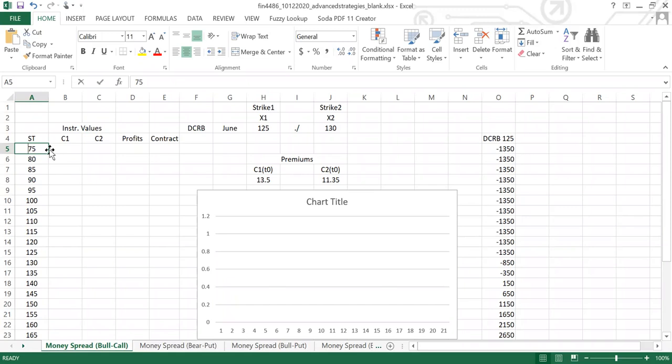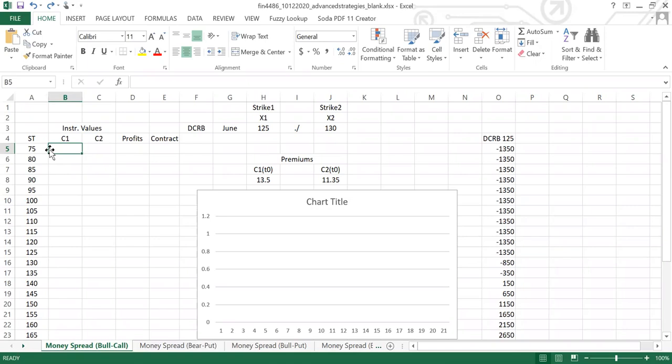You could start this at 0, then 5, then 10. But let's think about a stock that is usually trading at around 150 or 200. Then, well, you're probably not even concerned about the possibility of the stock price going below 75. So you will start your figure, your chart at 75. And then what we do is, first, step one, get the intrinsic values of the two call options.